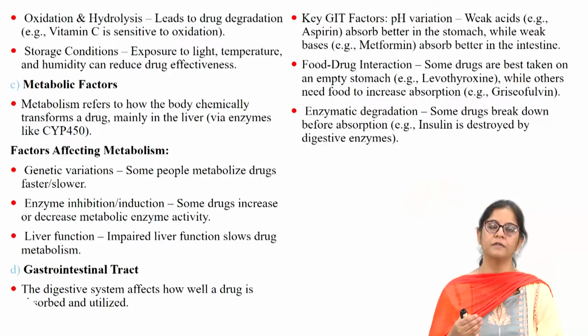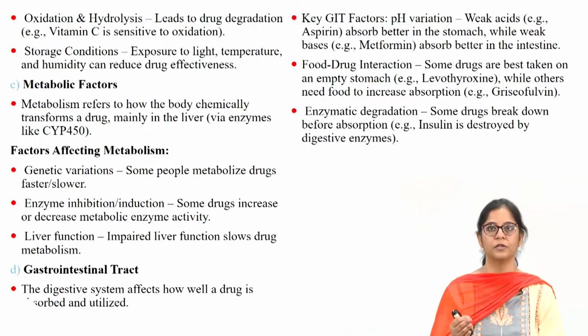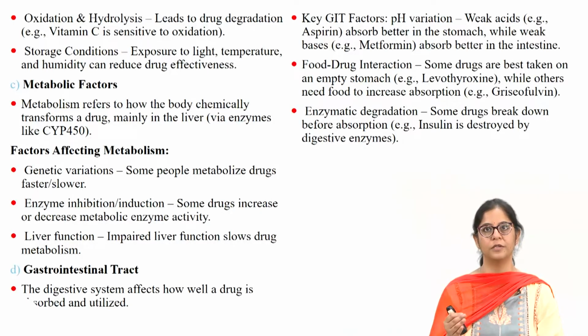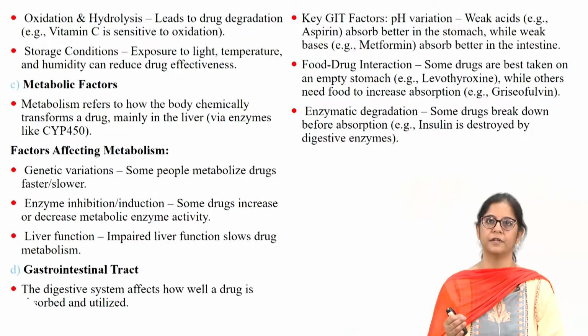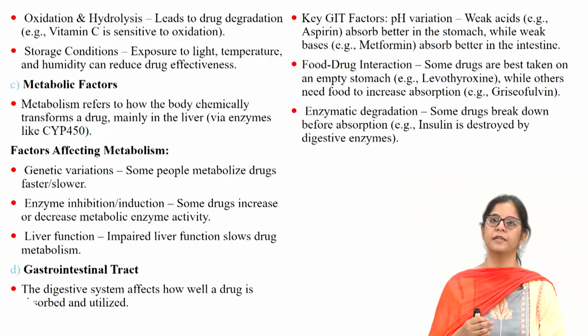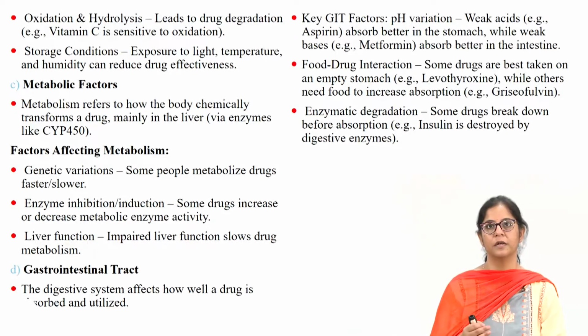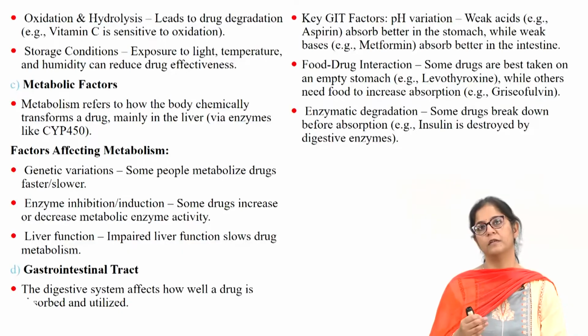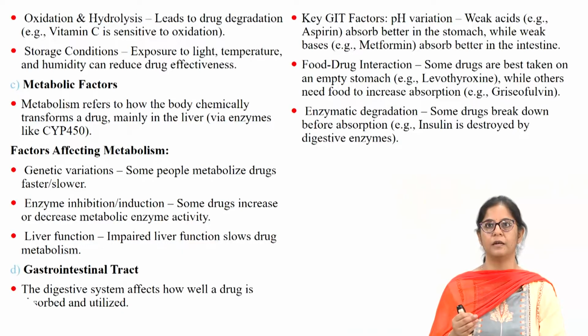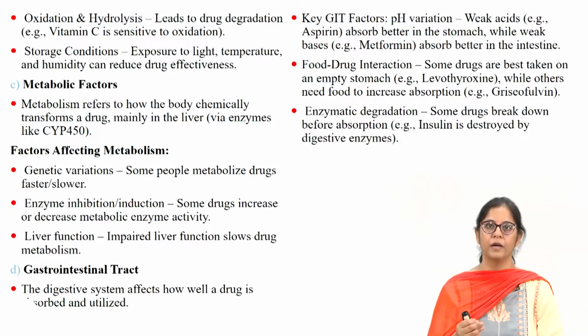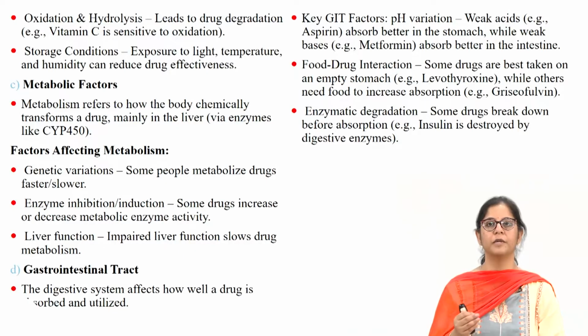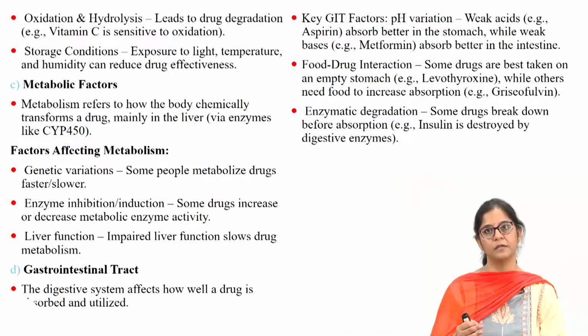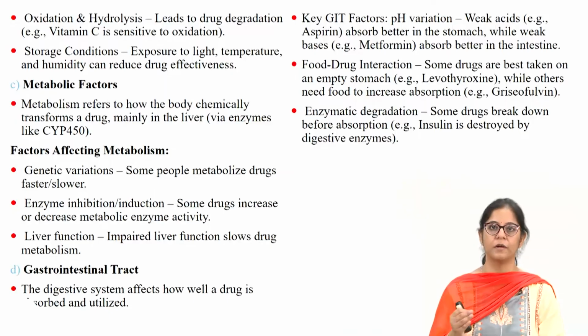Then oxidative and hydrolytic degradation. Vitamin C is sensitive to oxidation. Storage, exposure to light, temperature and humidity can reduce the drug effectiveness. Then next comes the metabolic factors. These are the factors which transform the drug mainly in the liver via enzymes. Now, the factors which affect metabolism could be genetic factors, like some are fast metabolizers, some are slow.